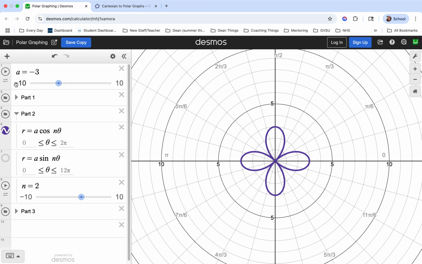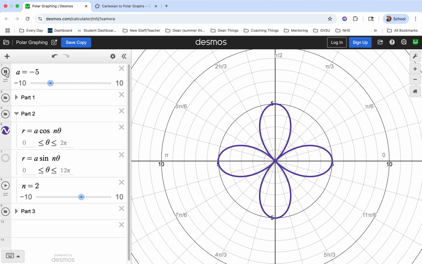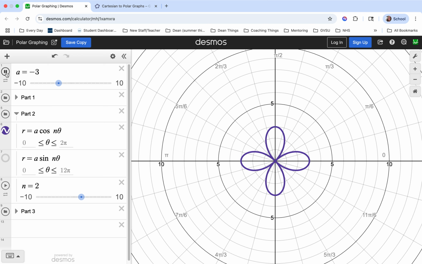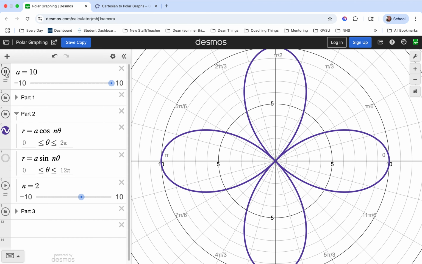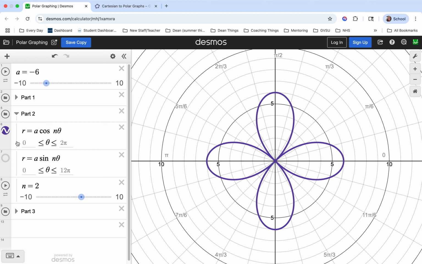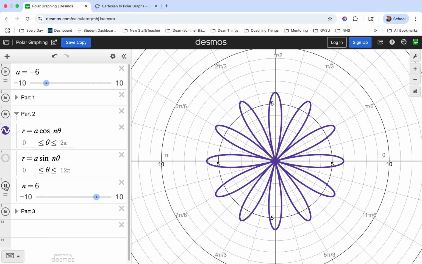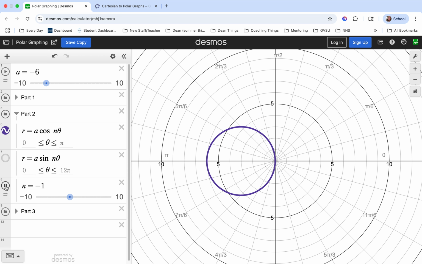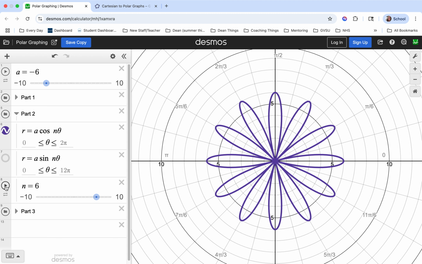And let's just push play on the A slider. We're just going to observe what's happening. So let's pause that. Now let's turn on the N slider. So in our equation, we have an A value in front of cosine, and then we have N that's getting times onto our angle. So if we push play on this, A and N are changing different aspects of our graph. So let's pause that again.